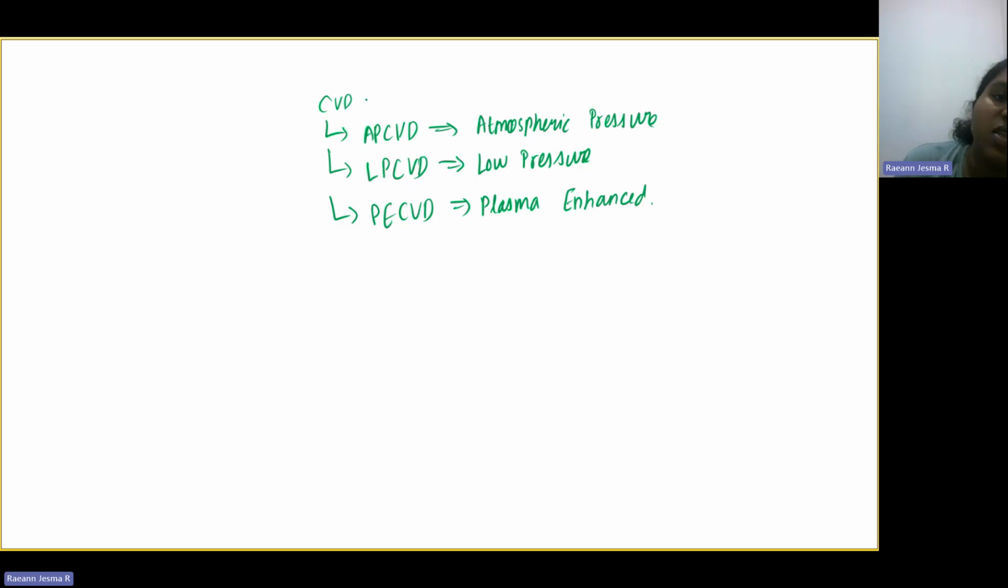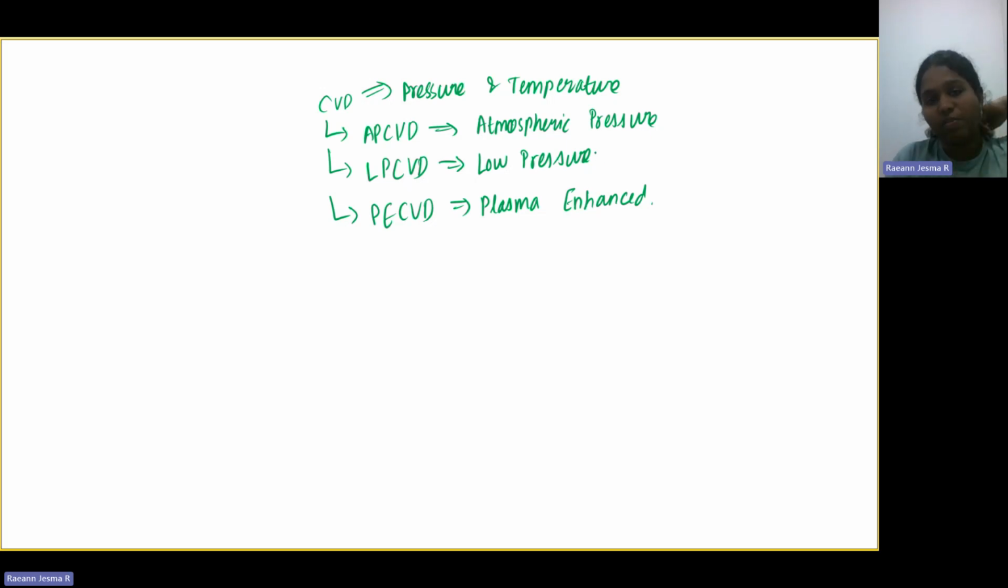So in atmospheric pressure CVD, the pressure is large, so the temperature also will be somewhat high in order to bring about the reaction for the deposition process. In the case of low pressure CVD, the deposition process can happen at somewhat lower temperature. However, in both of these processes, in order to bring the chemical vapor deposition to happen, we have to supply the energy by means of the temperature in the system.